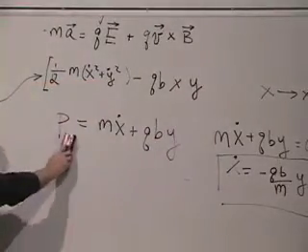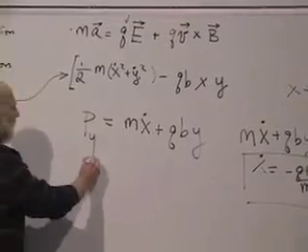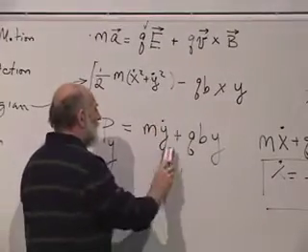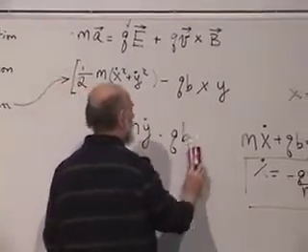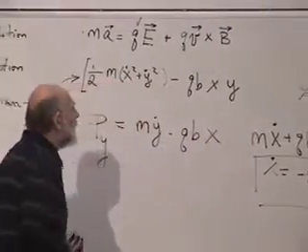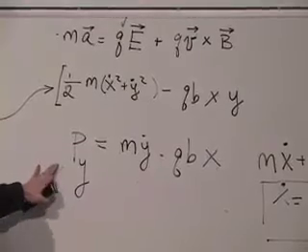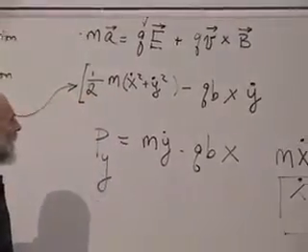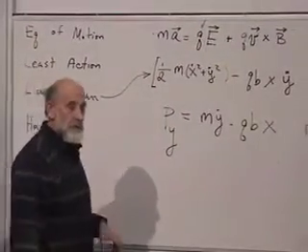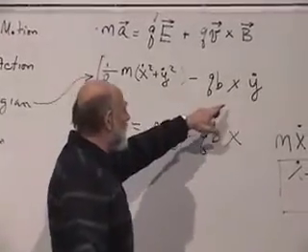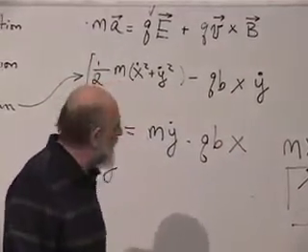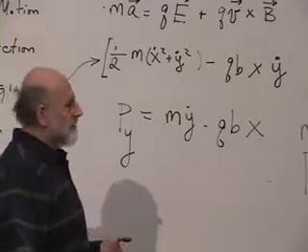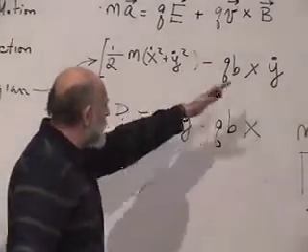The y component of momentum, which is now the one I'm going to be interested in, Py, is m y dot minus QBx. In this gauge, Py is conserved. Why? Because the Lagrangian doesn't depend on y. Seems to me I said that before. Lagrangian doesn't depend on y, so Py is conserved. Okay. A shift of y doesn't change the Lagrangian.